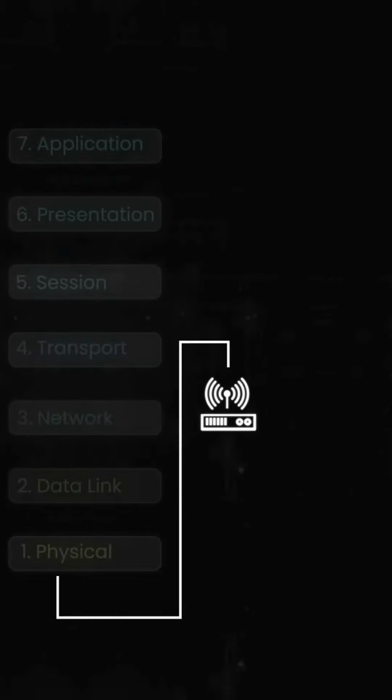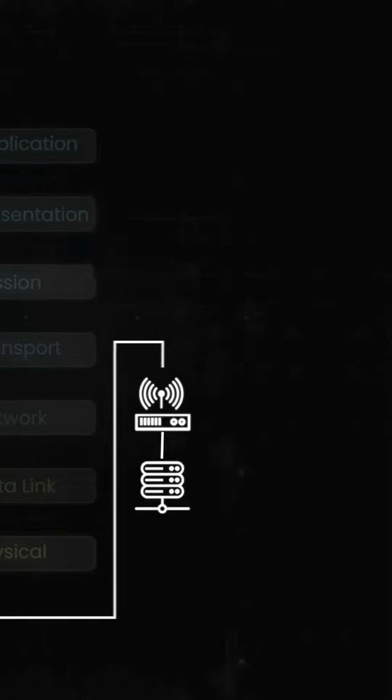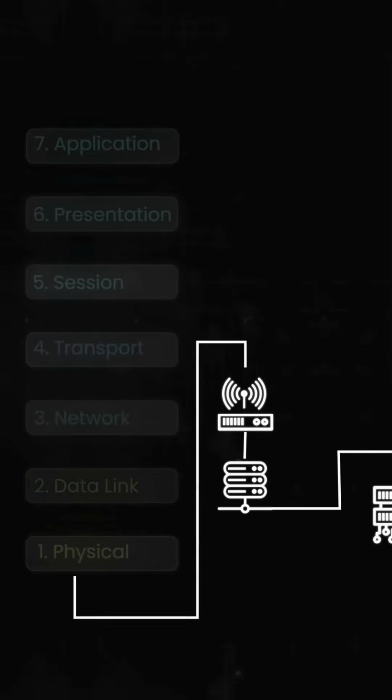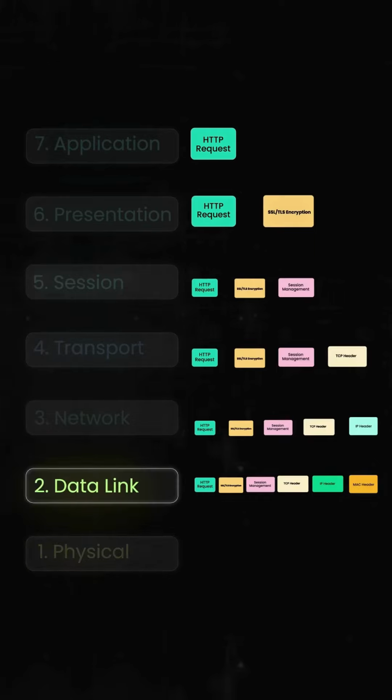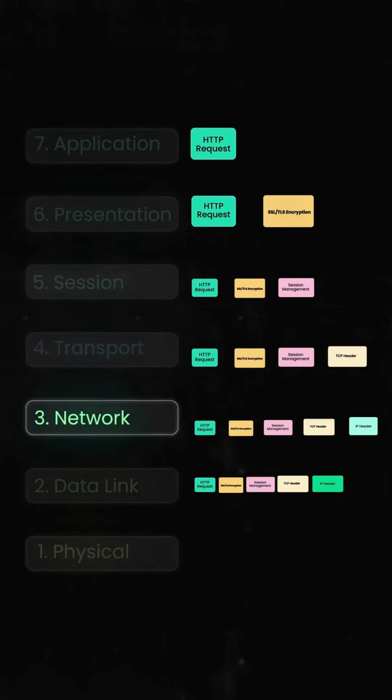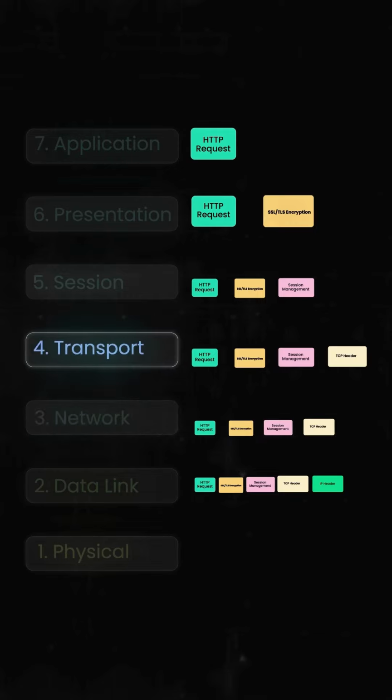It travels across the internet through routers that read Layer 3, switches that read Layer 2, and finally reaches the web server. The web server receives your packet and processes it in reverse order. Layer 1 converts electrical signals back to data. Layer 2 removes MAC headers. Layer 3 removes IP headers. Layer 4 removes TCP headers.